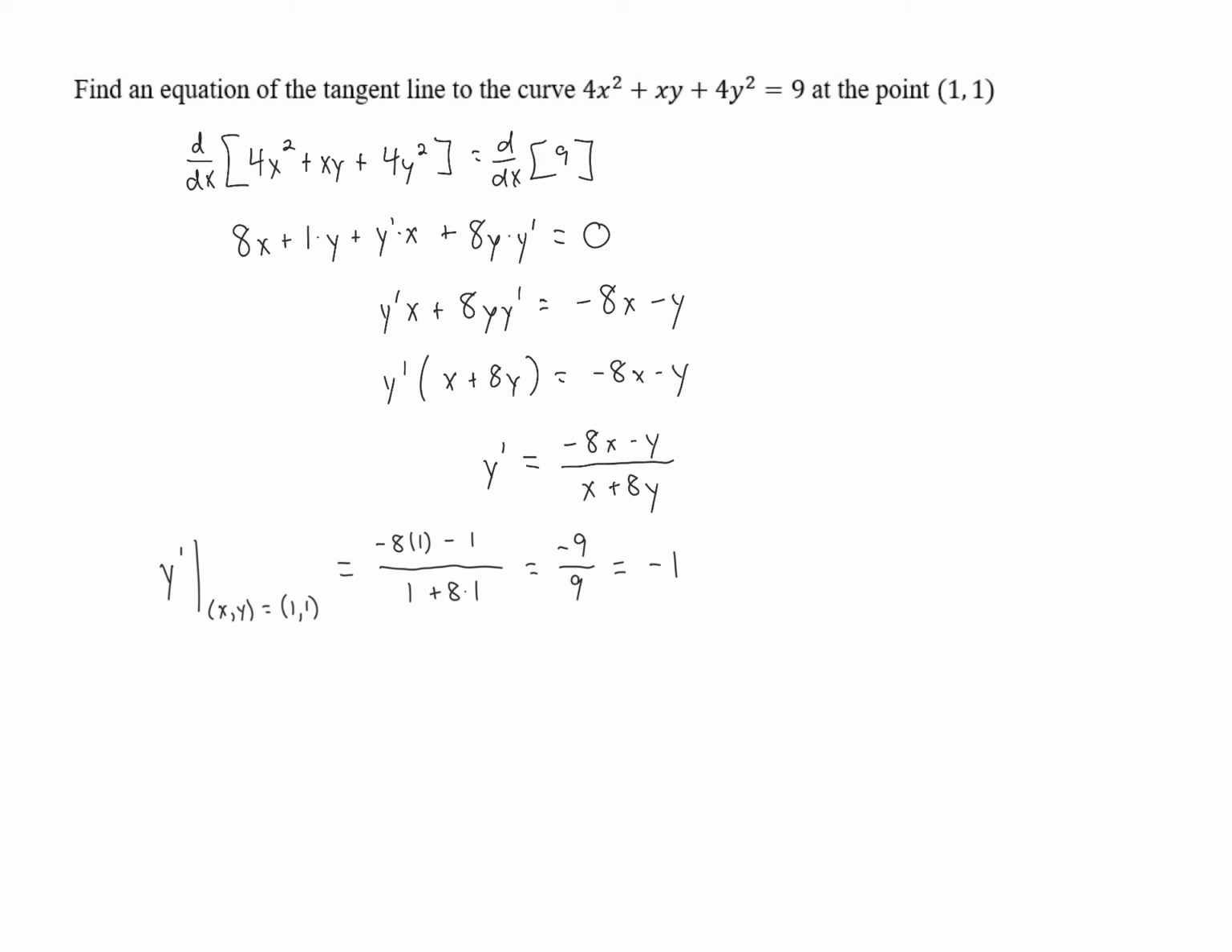And so we can plug that into point-slope form. y minus y1 equals m times x minus x1. So that gives us y minus 1 equals negative 1 times x minus 1. If we distribute that negative 1 on the right, that gives us negative x plus 1. And if we add 1 to both sides to get y alone, that's going to be y equals negative x plus 2, which is the equation of our tangent line.